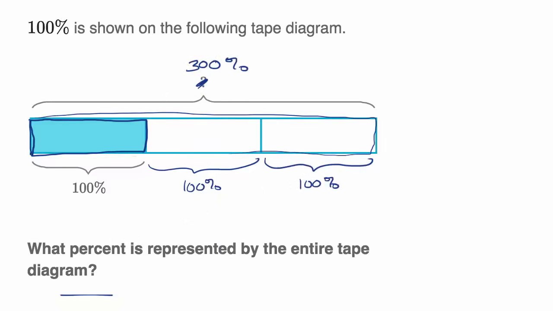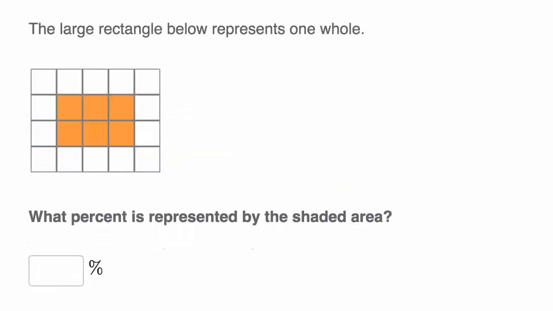Let's do another example. This is strangely fun. It says the large rectangle below represents one whole. All right. So this whole thing is one whole. What percentage is represented by the shaded area? So pause the video and see if you can figure that out again.